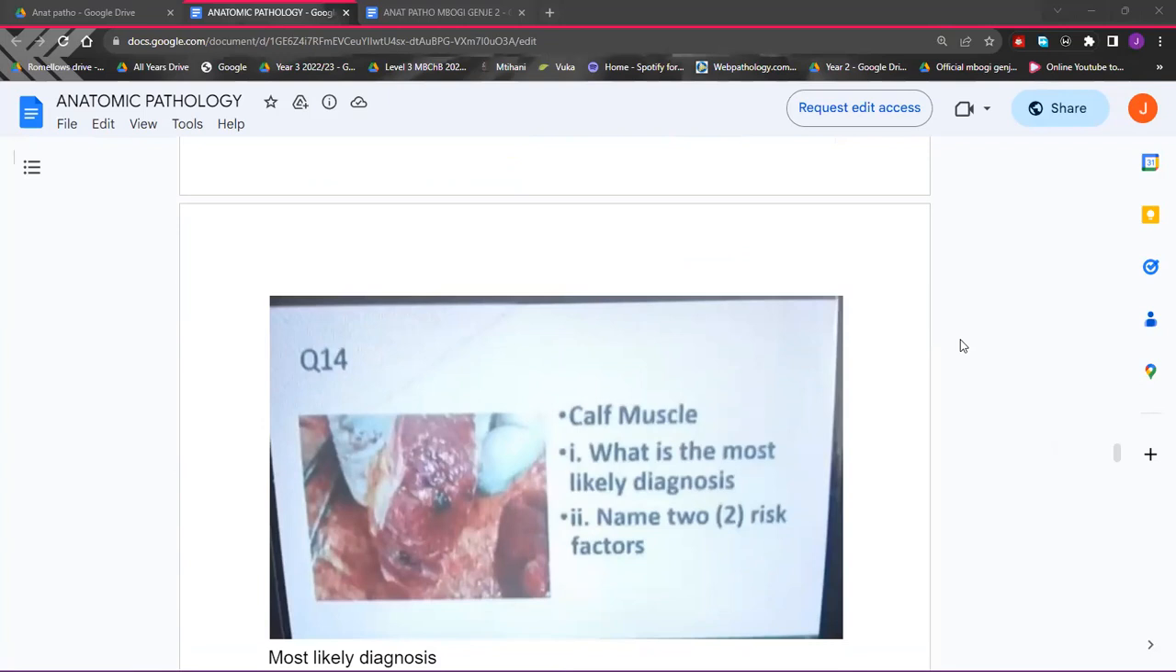Now we can see what they've labeled there as the calf muscle. So the question is, what is the most likely diagnosis? Exactly, I see you guys are quick. That is deep venous thrombosis, right? Link to risk factors of deep vein thrombosis. Maybe while at it, someone can tell us what deep vein thrombosis is.